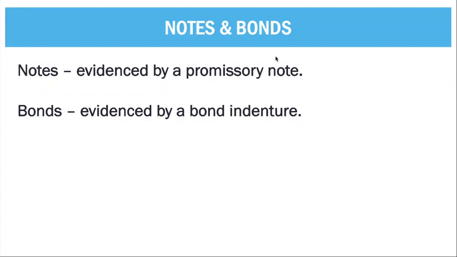Notes and bonds are normally the same. You need to pay a sum certain in money at a specified date. So they are the same. You need to pay a sum certain at a specified date. Their difference only lies in what particular evidence or document you have signed. If it's a promissory note, that is notes; bonds, bond indenture.